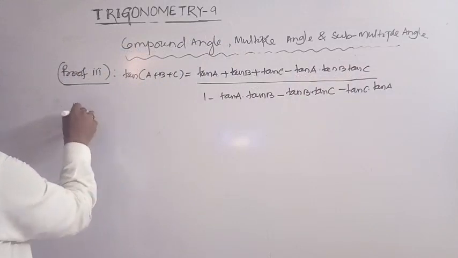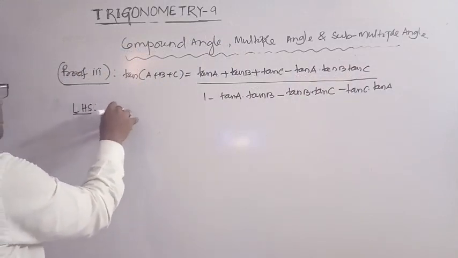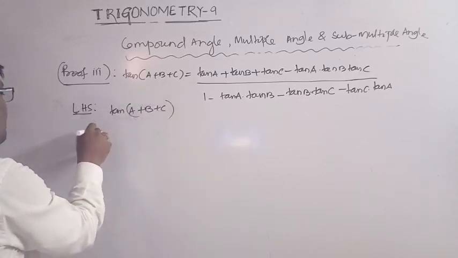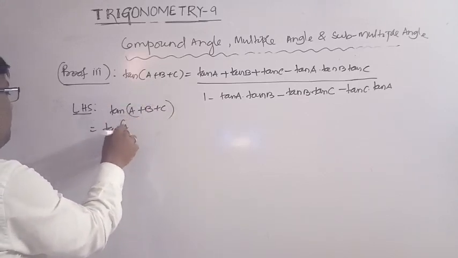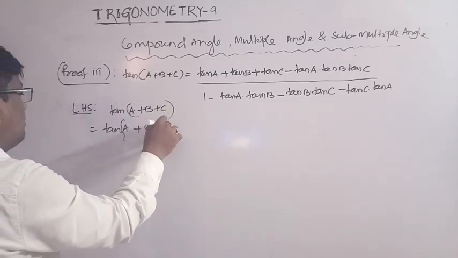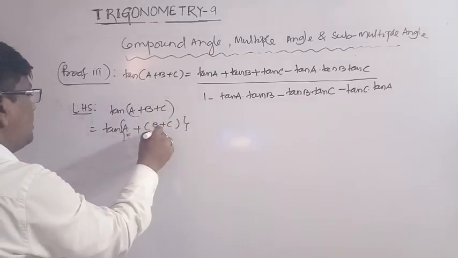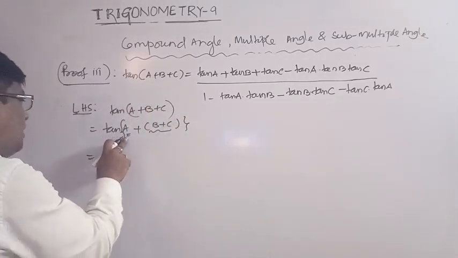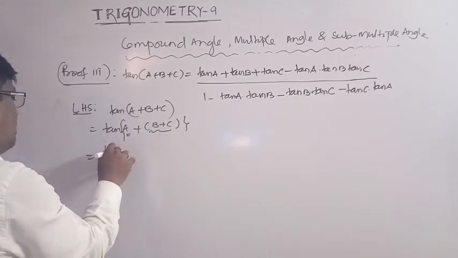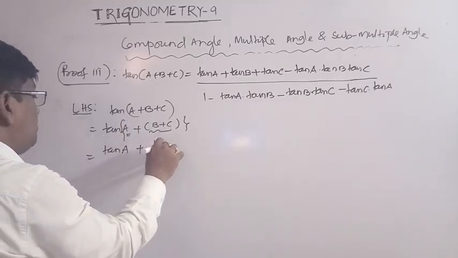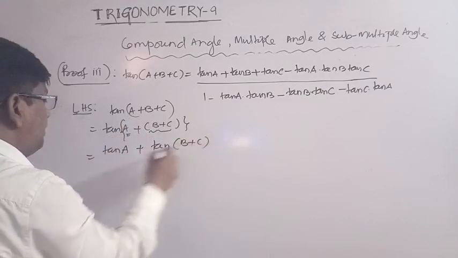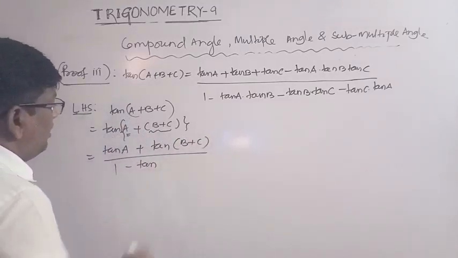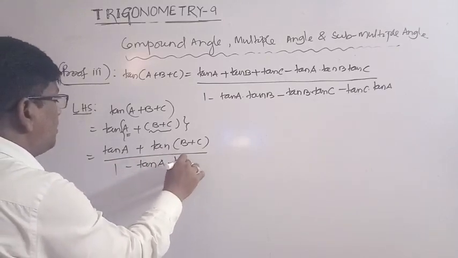So left hand side, that is tan a plus b plus c. So we can write here tan of a bracket b plus c. Consider this is a and this is b. Now apply tan of a plus b formula. Tan a plus tan b, where b means b plus c, divided by 1 minus tan a into tan b, where b means b plus c.